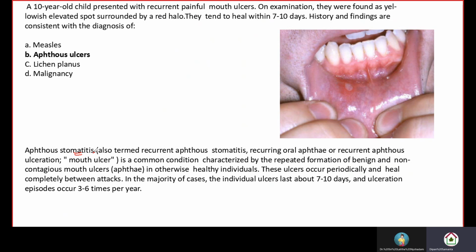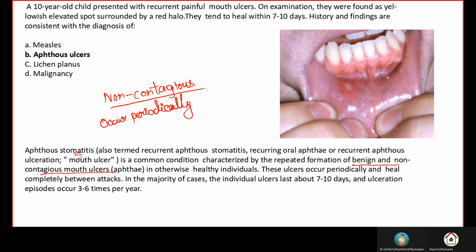Aphthous stomatitis, termed recurrent aphthous stomatitis, is a common condition characterized by repeated formation of benign and non-contagious mouth ulcers. Non-contagious, not contagious. These ulcers occur periodically and heal completely between attacks. Periodically, but in between two events, it will heal completely.